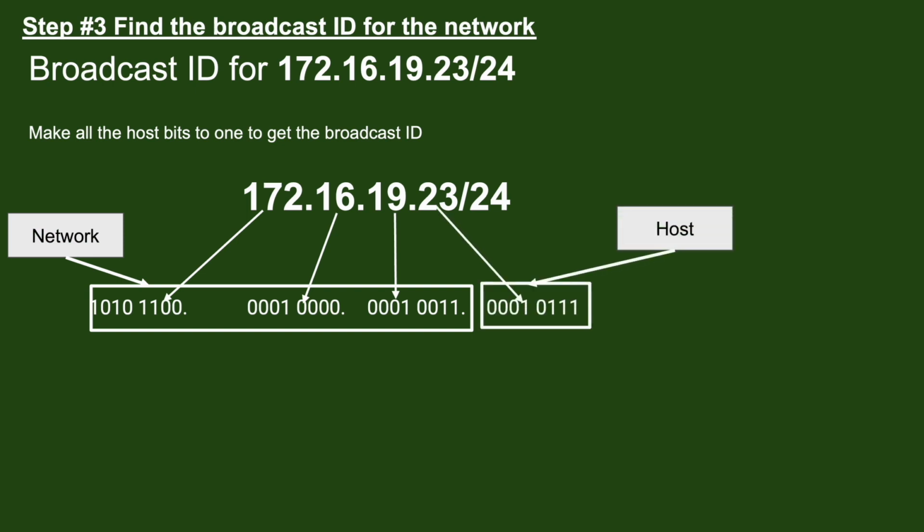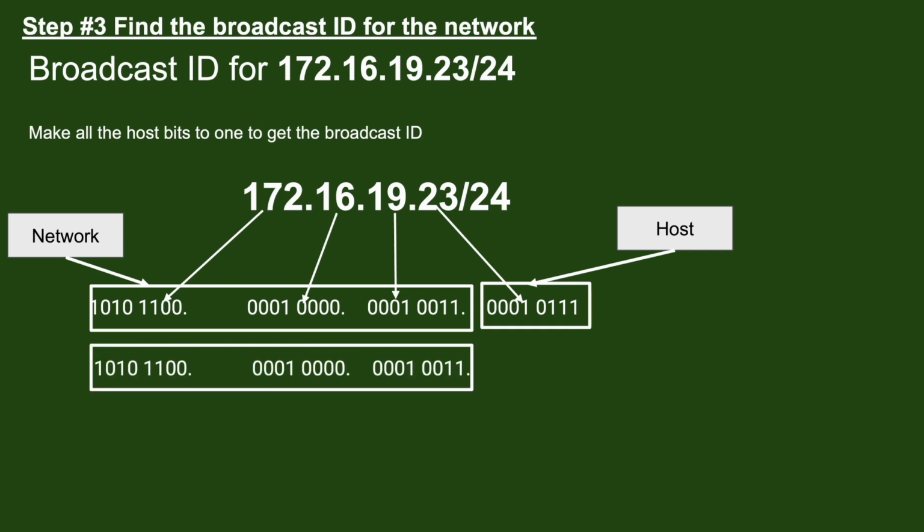Now let's identify the broadcast ID for the network. Again, the broadcast ID for the same IP address 172.16.19.23. We already identified the network side and the host side. How do you identify the broadcast ID? It is just done by making the host bits into ones. Remember, we made all the host bits 0 to identify the subnet ID or the network ID. Now, to identify the broadcast ID, you make all the host bits into 1. The network side of 172.16.19 all remains the same.